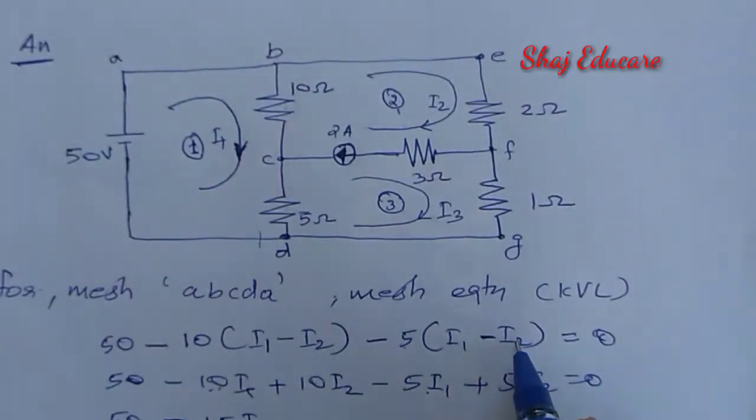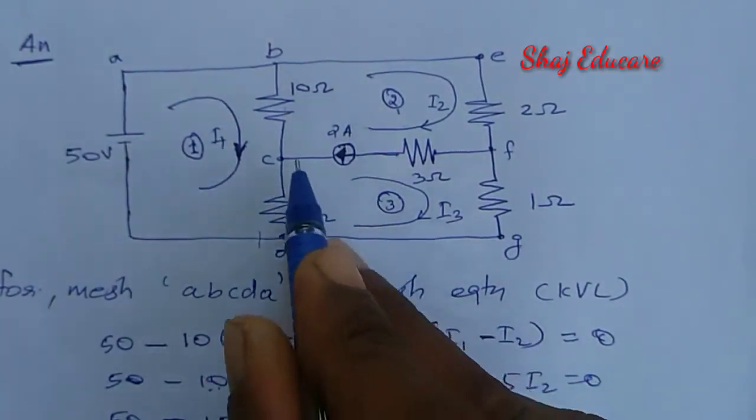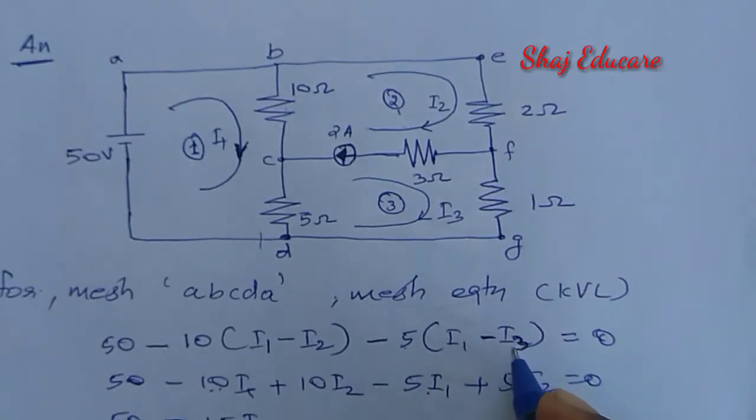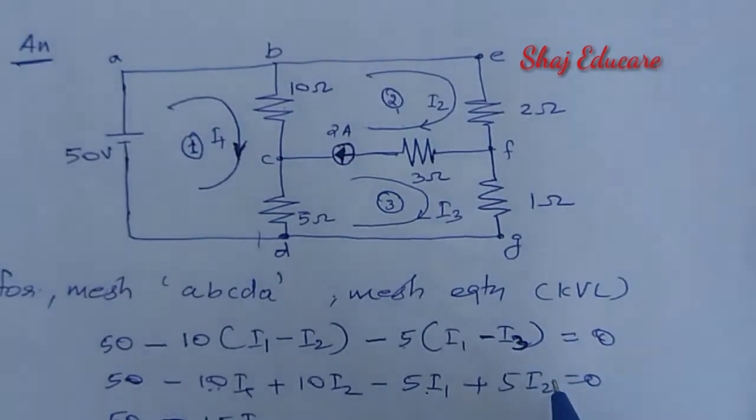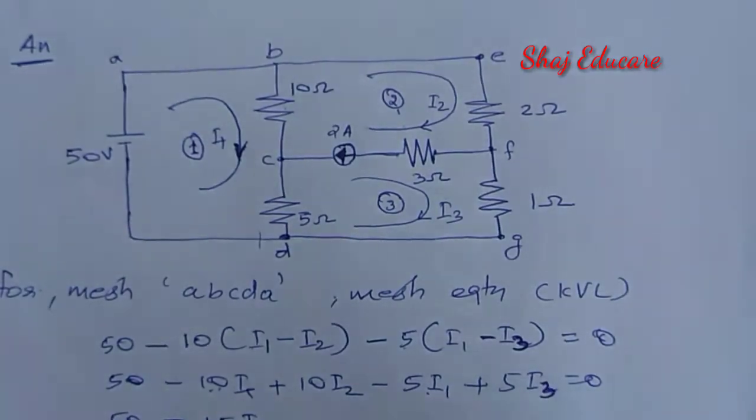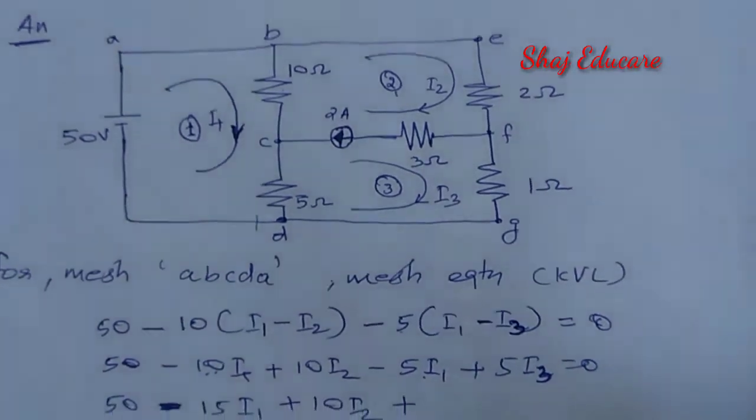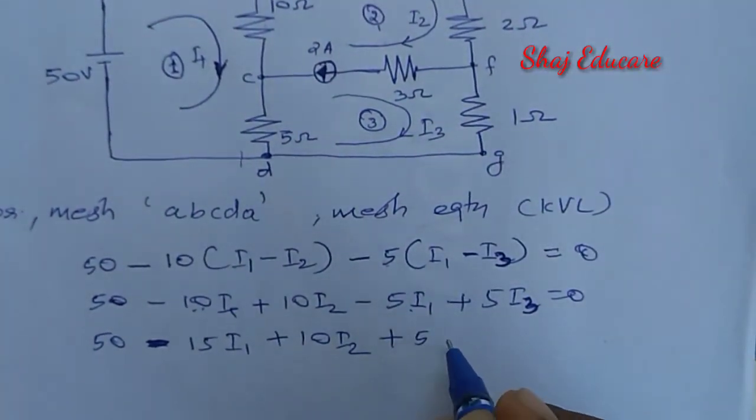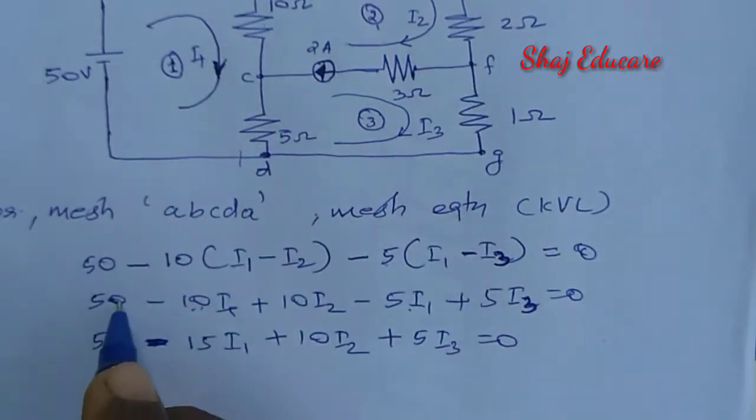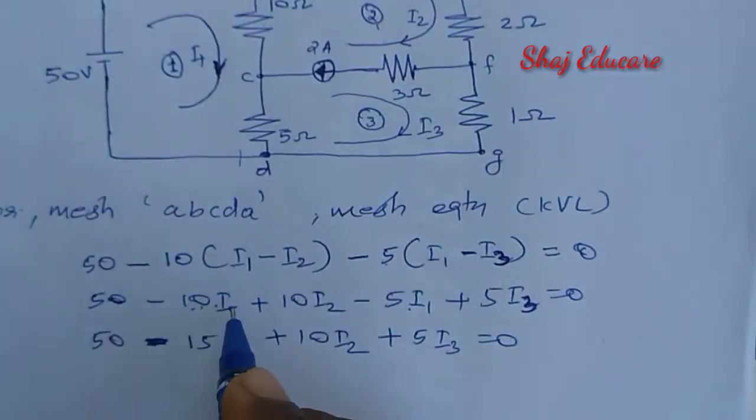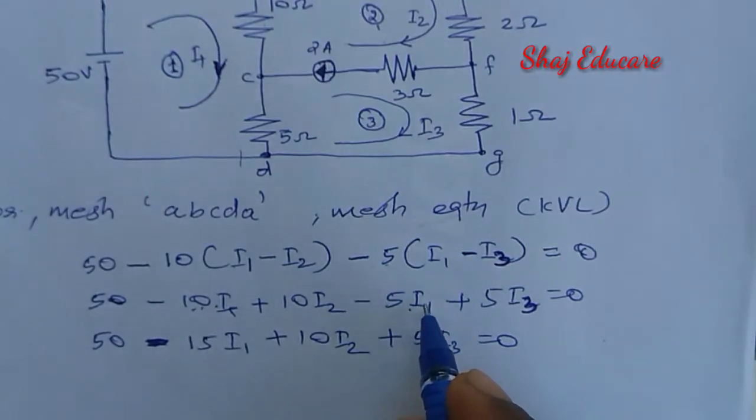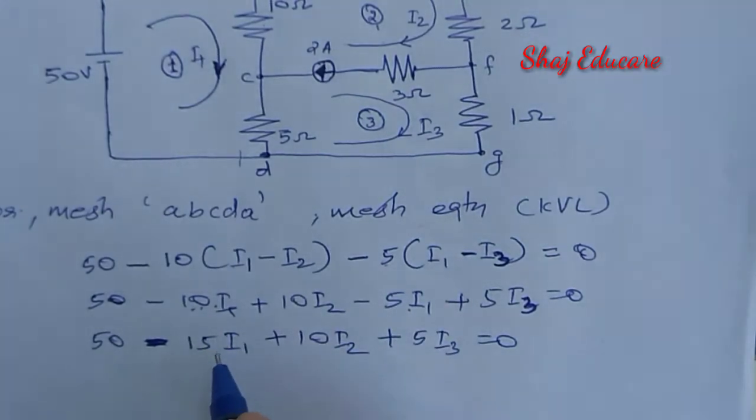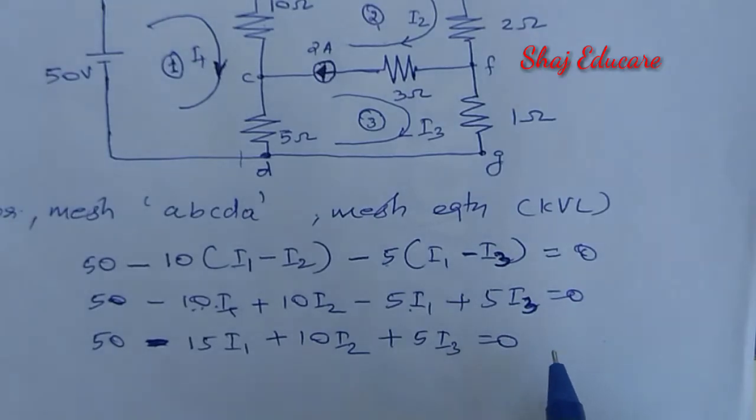Here I have made a mistake. This is I1 flowing downward and I3 flowing upward. This is not I2, this is I3. So there will be a difference. Then plus 10 I2, then plus 5 I3 equal to 0. So 50 minus 10 I1 and also minus 5 I1 is there. The resultant of this is minus 15 I1 plus 10 I2 plus 5 I3.